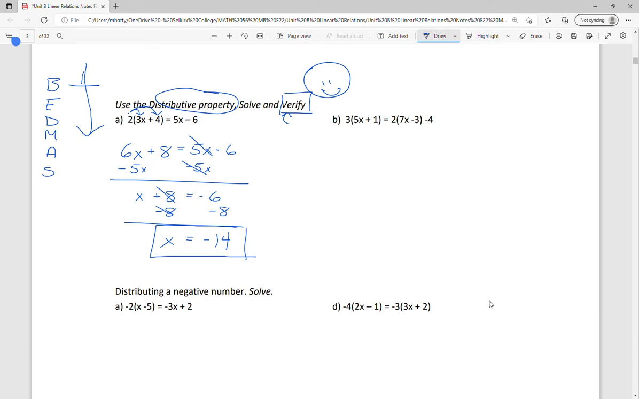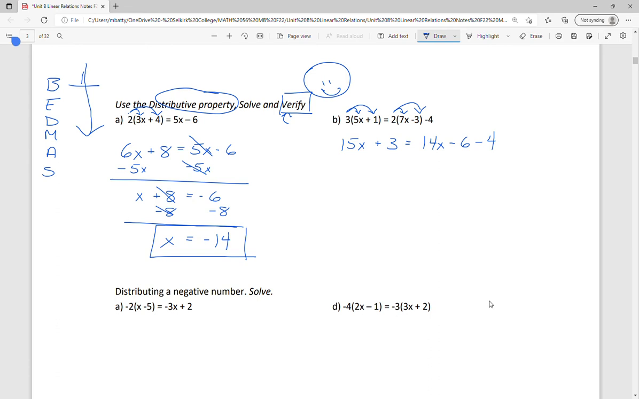Again, if you want to challenge yourself, we're practicing the distributive property first, and then we'll move on and solve these. So the distributive property is what I'm going to do first. So that tells me 3 times 5x is 15x, and 3 times positive 1 is plus 3. I also have some distributive property to do on the other side. So that's 2 times 7x, which is 14x, and then 2 times negative 3, which is minus 6. And oh, I had a little negative 4 sticking out the back there.